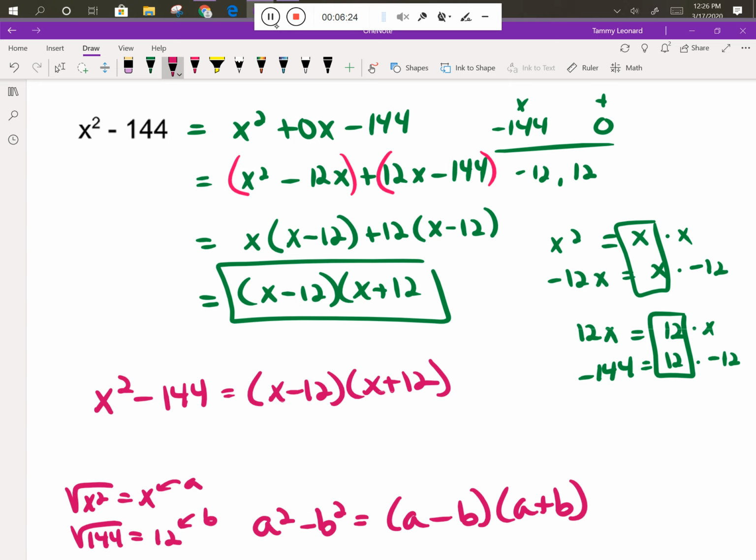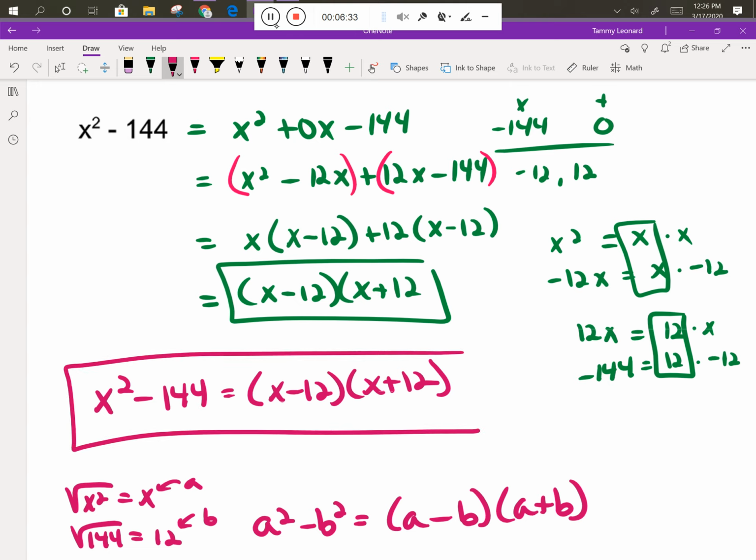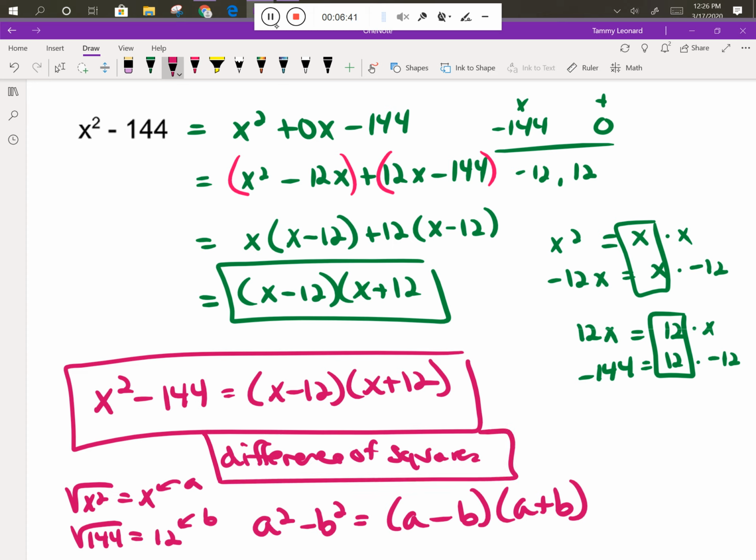Now, if you get good at factoring with the difference of squares formula this year, that's awesome. All you have to write for your work would be this, and then you would just write the words difference of squares so that I know you did this with the pattern. So that is an option if this is a pattern that makes a lot of sense to you.